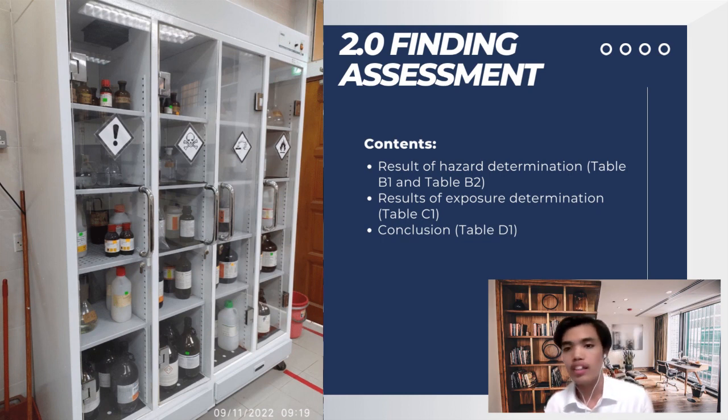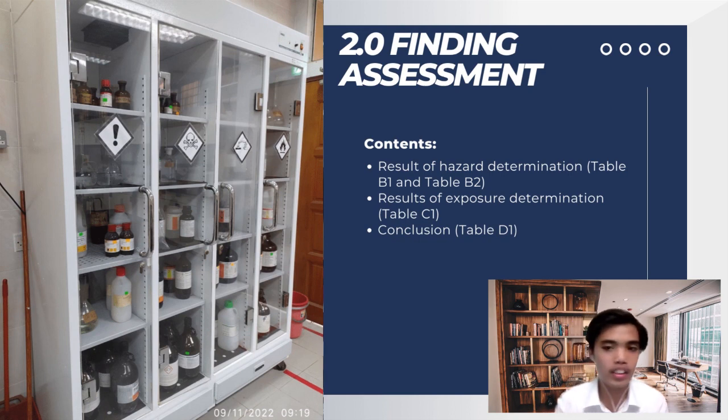For the finding assessment part, I managed to come out with 3 subtopics. The first is result of hazard determination, which will display table B1 and table B2. The second is results of exposure determination, table C1, and the last is conclusion. Before that, during the assessment work carried out, one work unit was identified along with 6 hazardous chemicals assessed. For the assessment findings at Makmal Kimia Am 1, Block D, we managed to summarize the hazardous chemicals that have been used, level of risk, adequacy of existing control measures, and the action priority for the technical control measures.